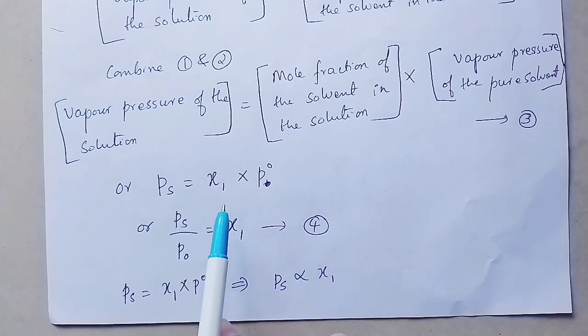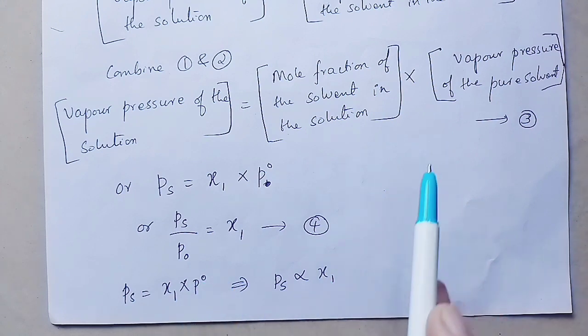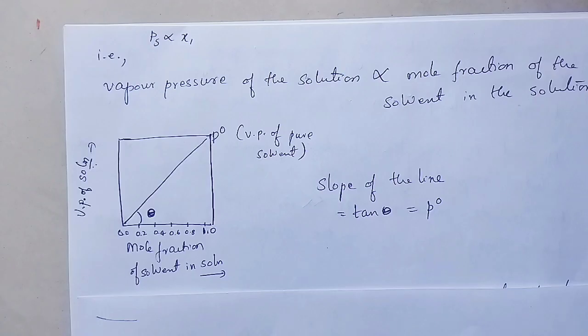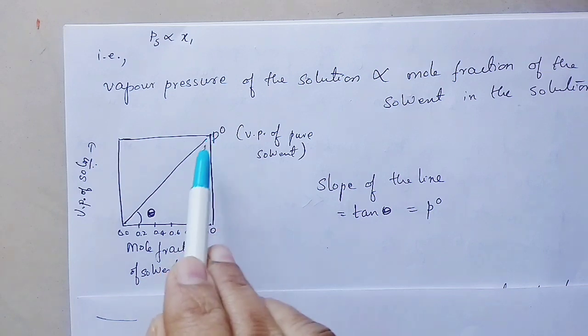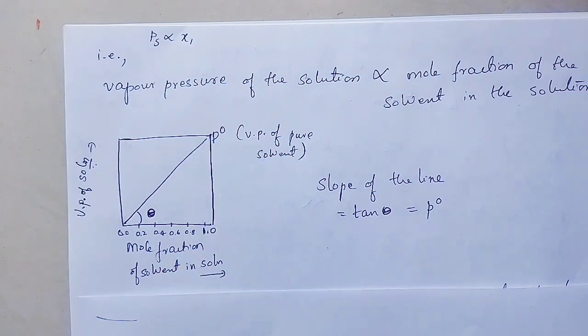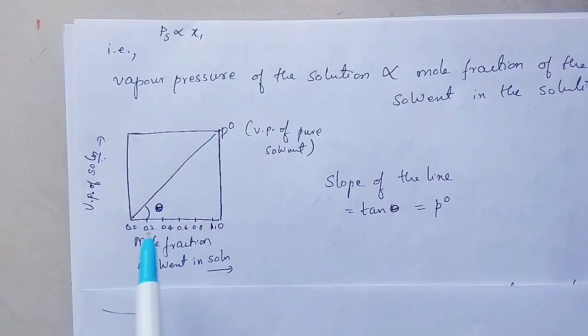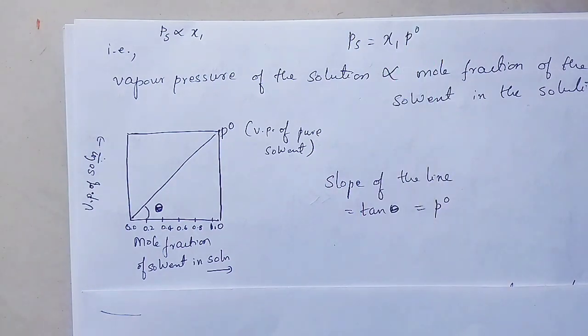Again, PS is equal to chi 1 into P naught, which implies the vapor pressure of solution PS is directly proportional to mole fraction of the solvent, where P naught is the proportionality constant. So if you plot a graph of vapor pressure of the solution versus mole fraction of the solvent, again you will be getting a linear plot only. Vapor pressure will increase with the increase in the mole fraction. The maximum point will be the vapor pressure of purest solvent. The slope of this line, tan theta, would be equal to P naught, which represents vapor pressure of pure solvent.